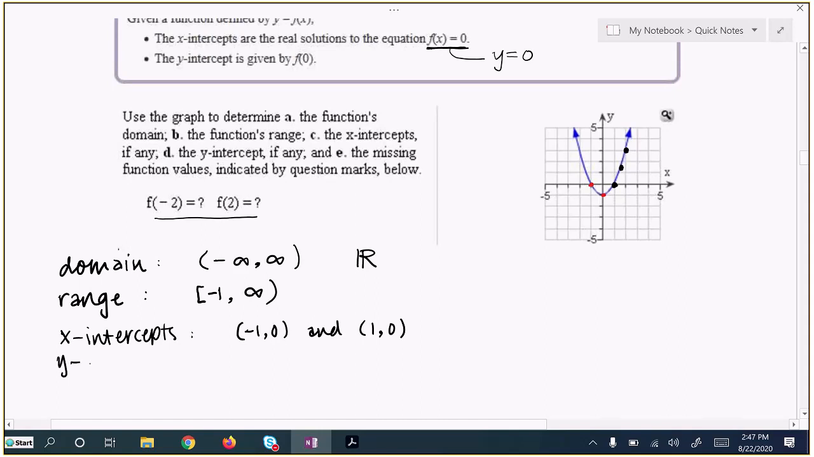Then the y-intercept. Again, I want to write ordered pairs. I know that my x value is going to be 0, so I can start with that. And then where does the graph cross the y-axis? Well, it crosses it at exactly y is -1.